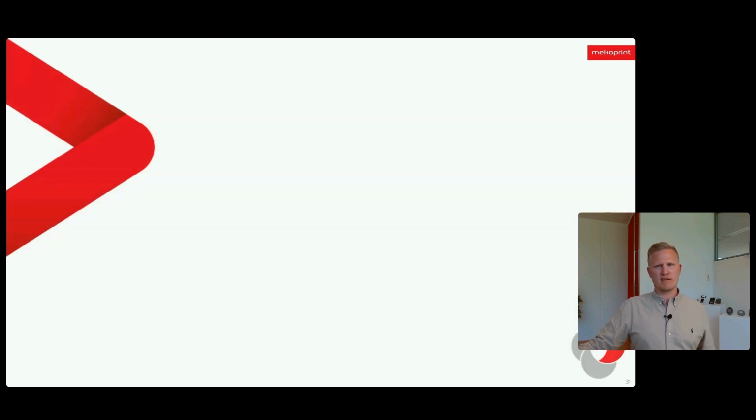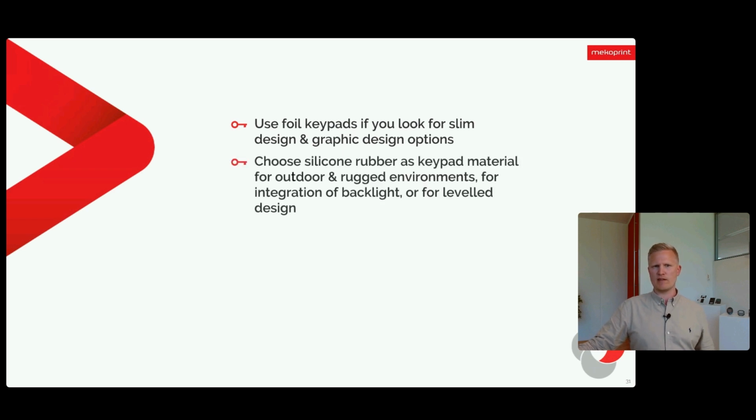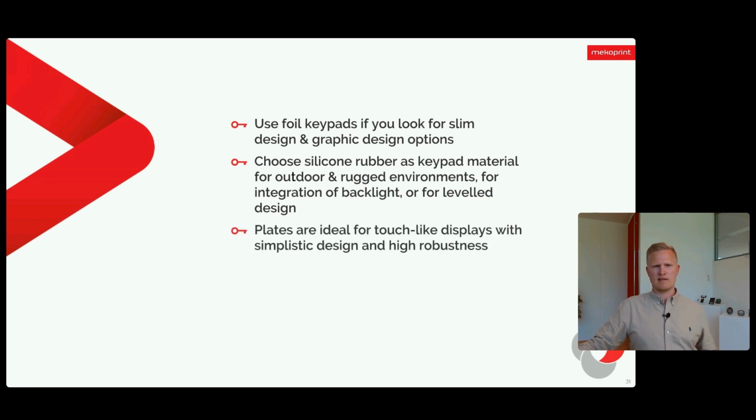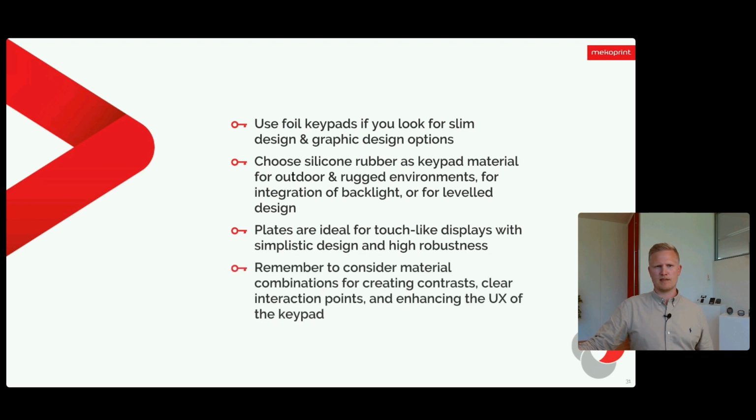So to give you some of the main key takeaways about the front layers, I would say that you should use foil keypads if you look for slim design and graphic design options. You should choose silicone rubber as a keypad material for outdoor and rugged environments, and for integration of backlight or using this so-called level design. And the plate materials are ideal for these touch-like displays with a simplistic design and a high robustness. And you have to remember to consider these material combinations for creating contrast, and clear interaction point, and enhancing the UX of your keypad.